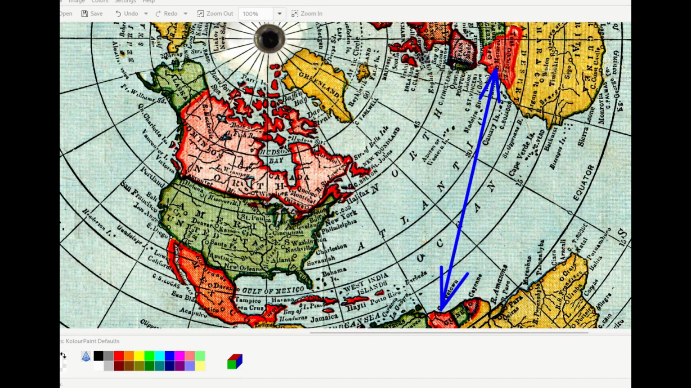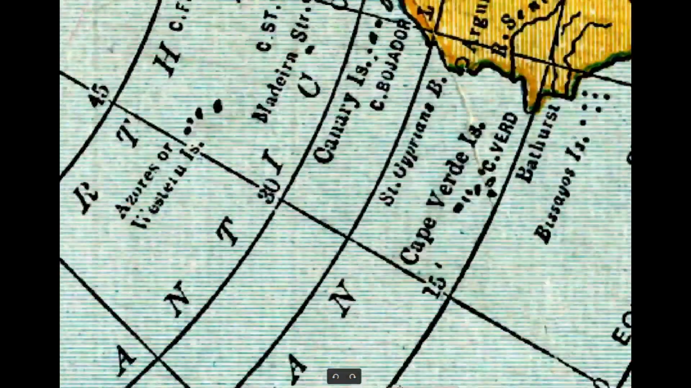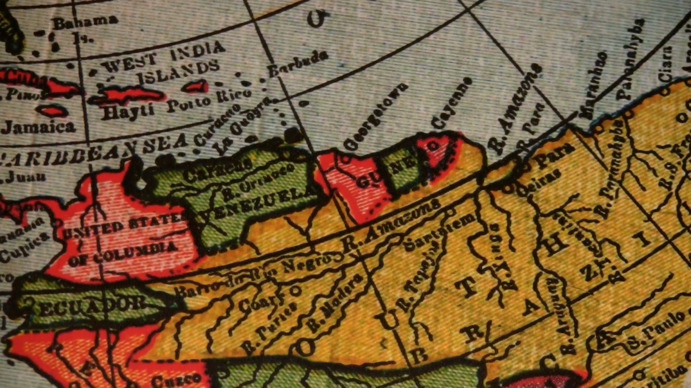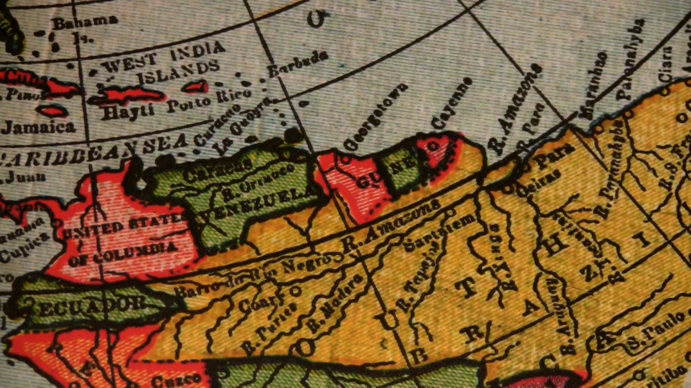Let's use trigonometry to measure the distance from Morocco to Georgetown in Guyana. We're going to measure the distance in centimeters. But before we do that, let's find the coordinates of Georgetown and Morocco and compare them with the GPS survey, just to be sure we are measuring from the same location. Let's measure the coordinates of Georgetown. This is Georgetown. This is the equator.